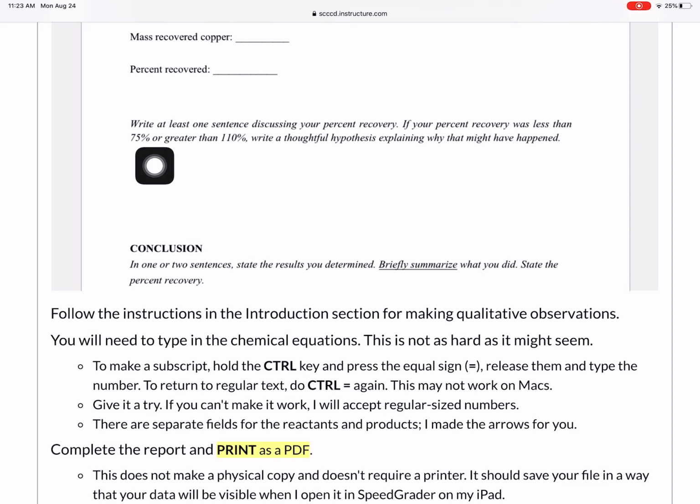Okay, well, what if your percentage is between these? What can you say about it? Well, you could say that the percent recovery was very good, right? So this does not have to be a long thing, but I need at least one sentence there.